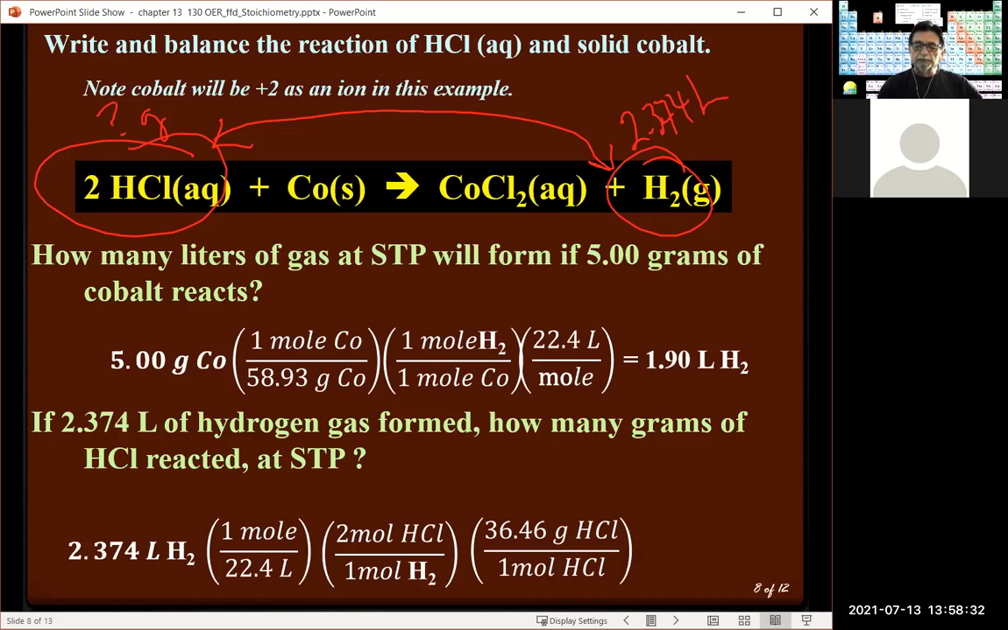Now it's a matter of plugging the numbers into the calculator. You should end up with 7.27 grams of HCl. Now you might ask the question here, why do I have 3 sig figs in the answer when I started off with 4 sig figs? Okay. Anybody answer that? Why do we end up with 3 sig figs when I started with 4 sig figs in 2.374?